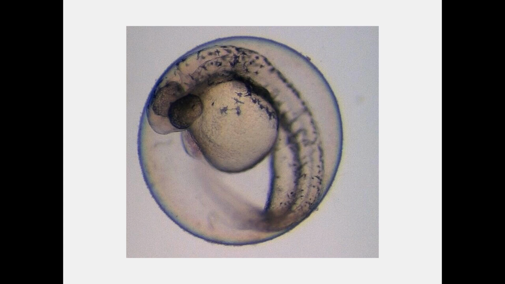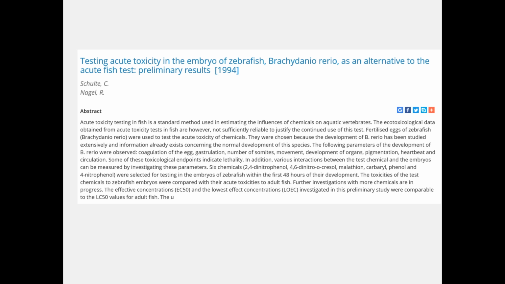Well, we have this fish embryo. Now, many people might know about fish embryos. This is actually a zebrafish embryo, and it can be used in toxicity assessments. Going back as far as 1994, Schultz and Nagel first proposed it as an alternative to the acute fish test. At this time, it was a 48-hour test, and it was submitted to the German Federal Agency of the Environment as a test to be used for effluent testing.